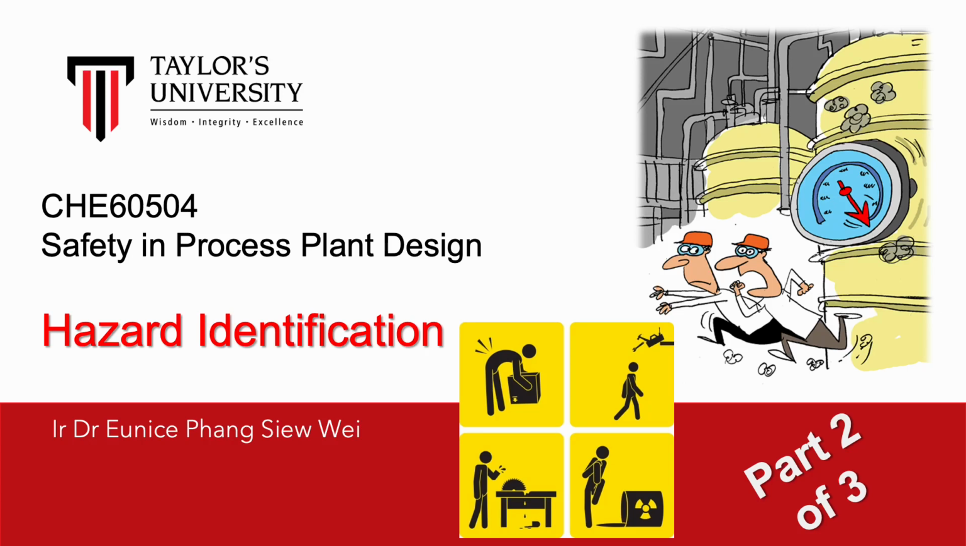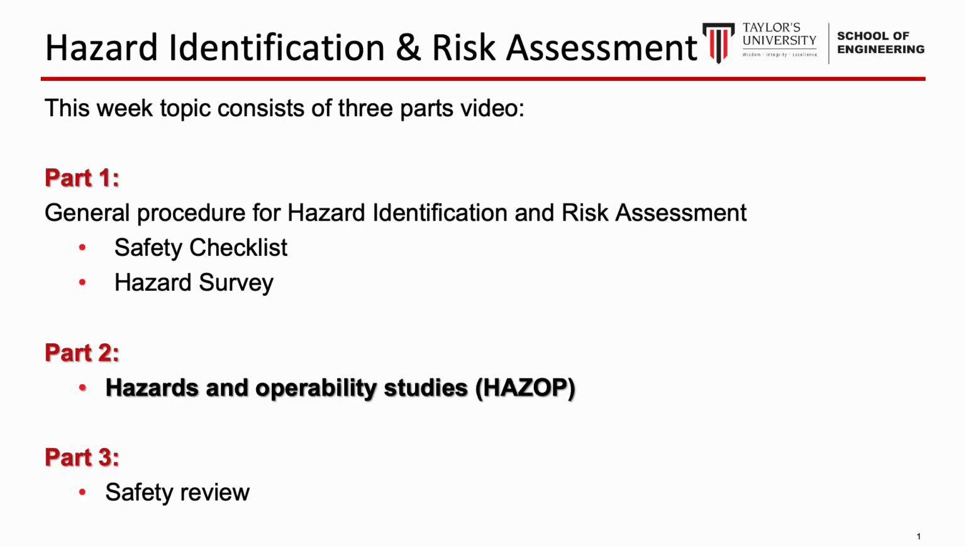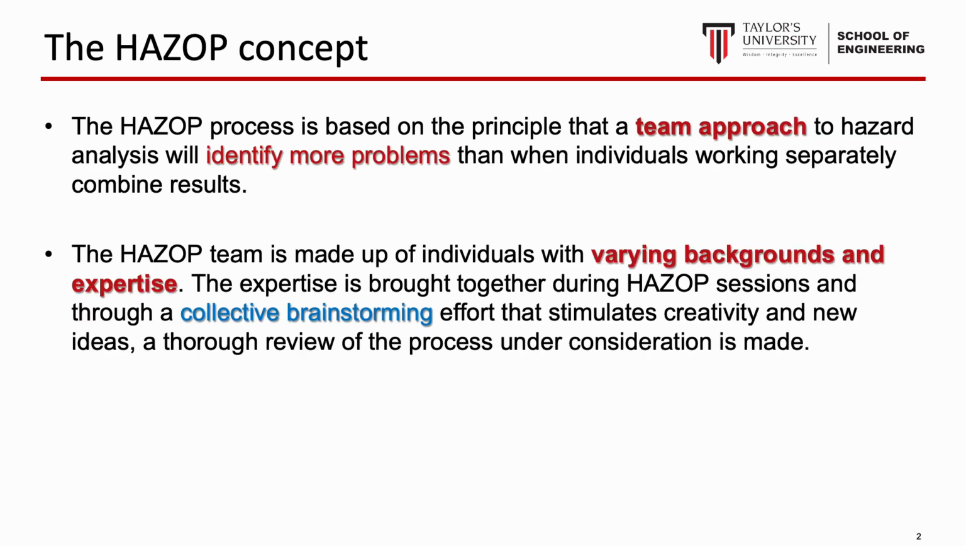So now we come to part 2 of 3 of this video for this week on hazard identification. In this part 2, we will emphasize only on the hazard and operability studies, the HAZOP study. The HAZOP process is based on the principle that a team approach to hazard analysis will be more efficient and help us identify more problems compared to individuals working separately and combining their results together.